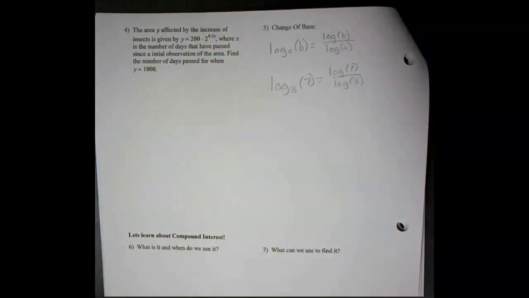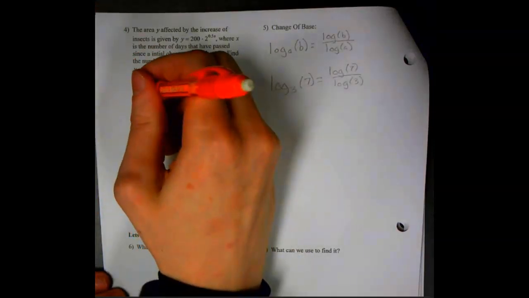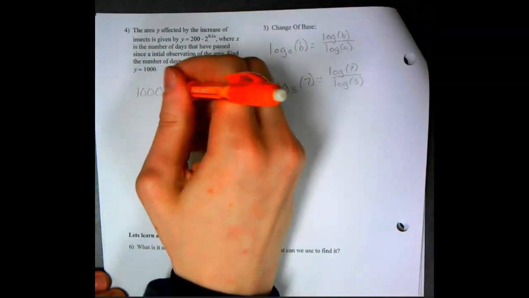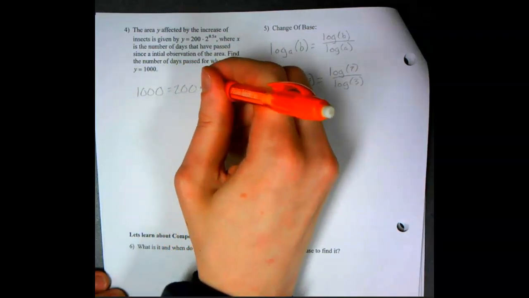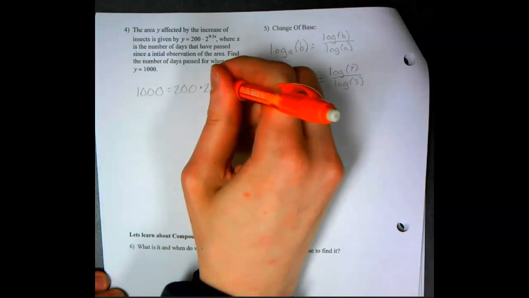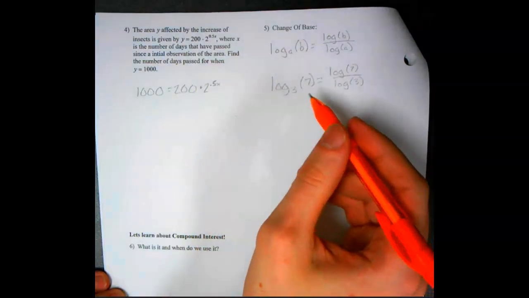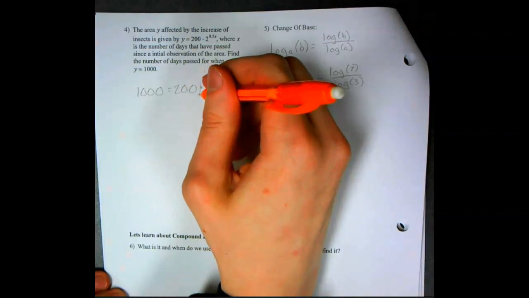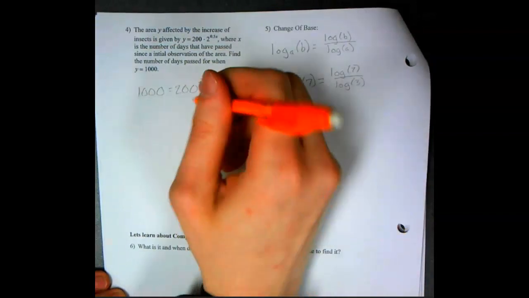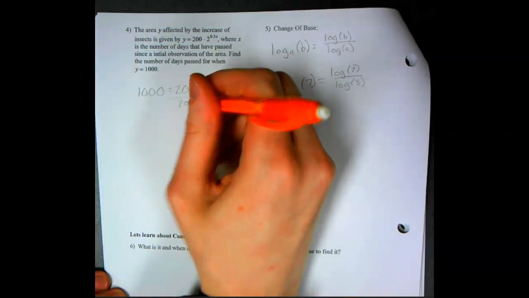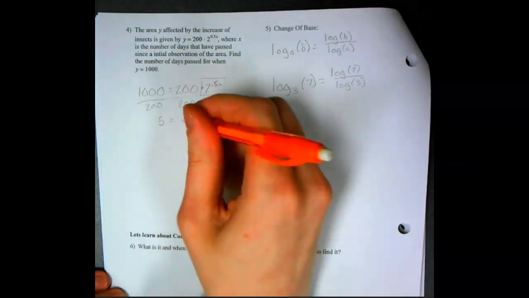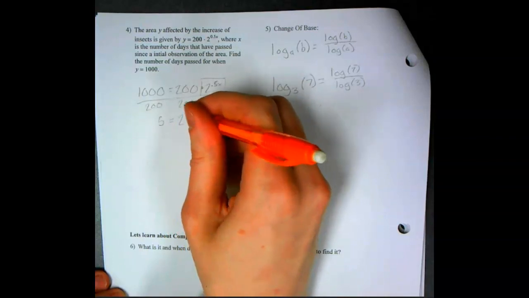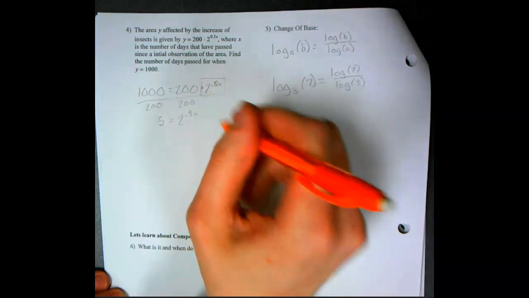The way that we're going to be using that, you'll see in problem 4. In problem 4, we're first going to set these two equal to each other. And then just like what we've been doing in the past, we want to get this exponential by itself. So we'll divide both sides by 200. That gives us 5 equals 2 to the 0.5x.